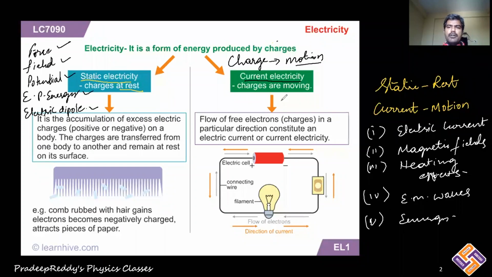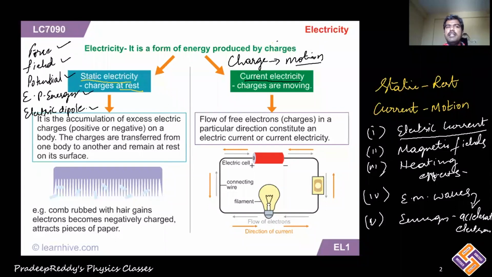About these things individually we will be learning. The effects of moving charges are electric current, and it will produce magnetic fields, heat effects, and electromagnetic waves. Of course, electromagnetic waves are produced by accelerating electrons. That is a separate chapter. We will be discussing that in a separate chapter. So these are the effects of electric charge which is in motion. First we will be learning in this chapter only about electric current, and the remaining chapters are dedicated to the effects of charges in motion.